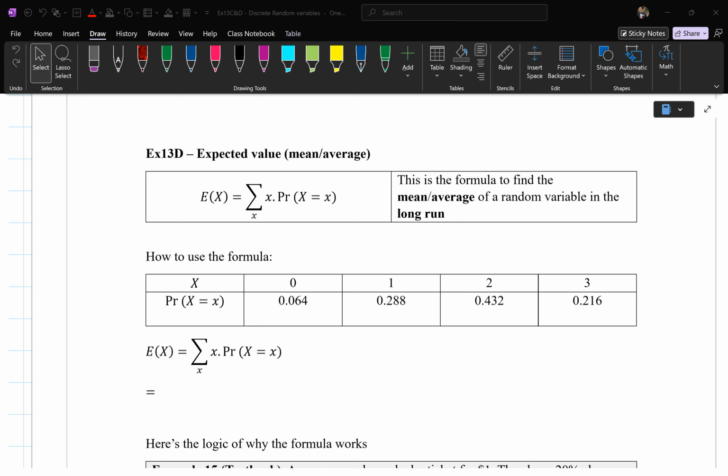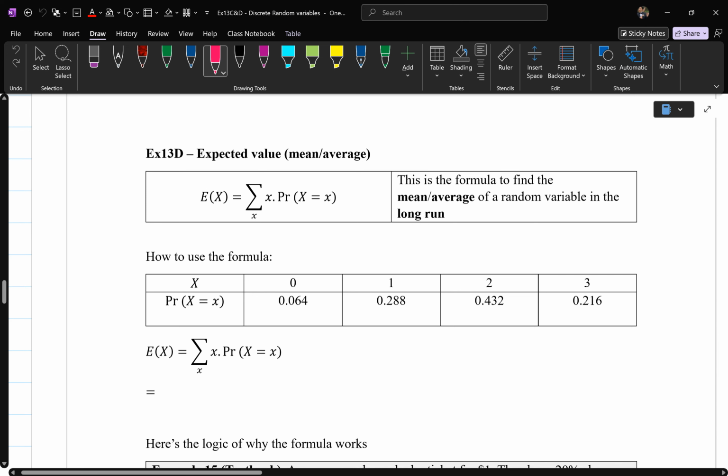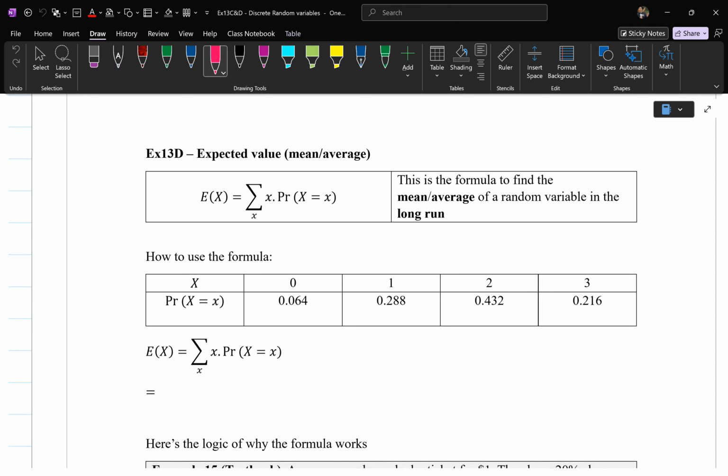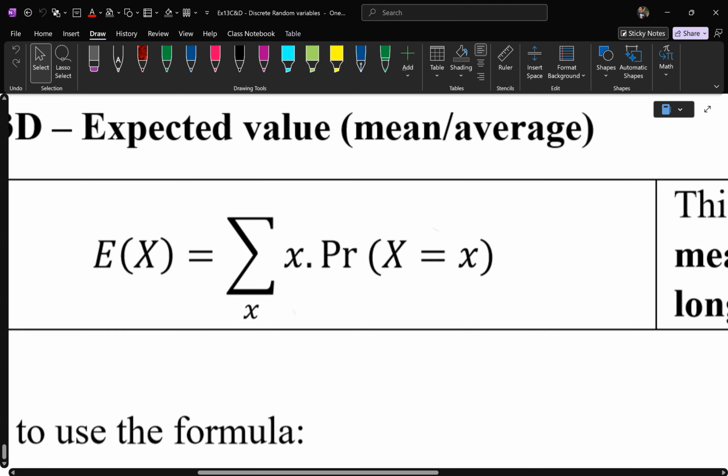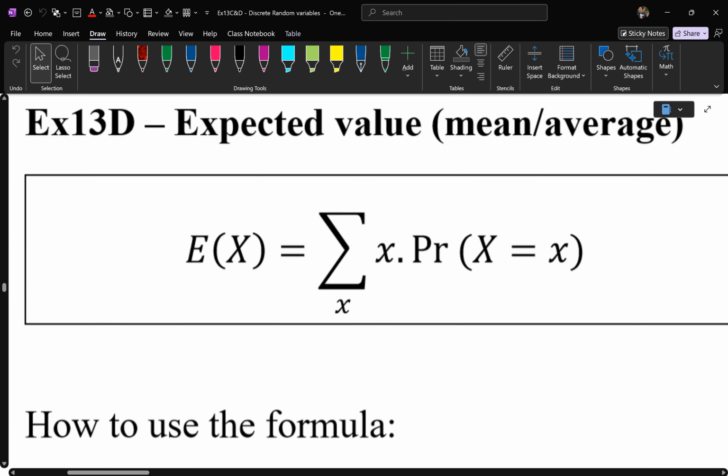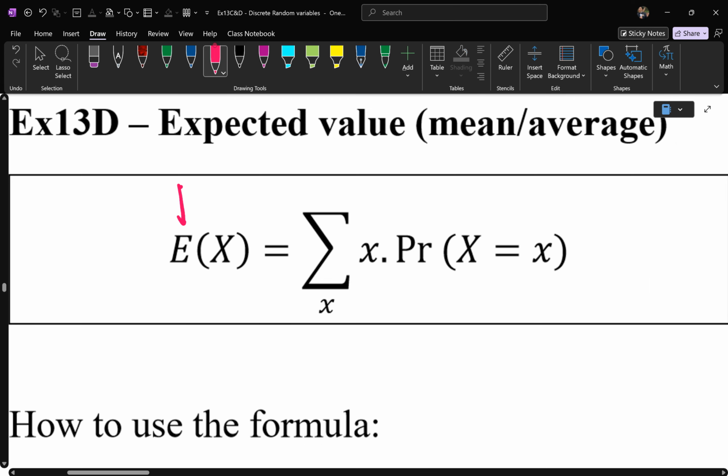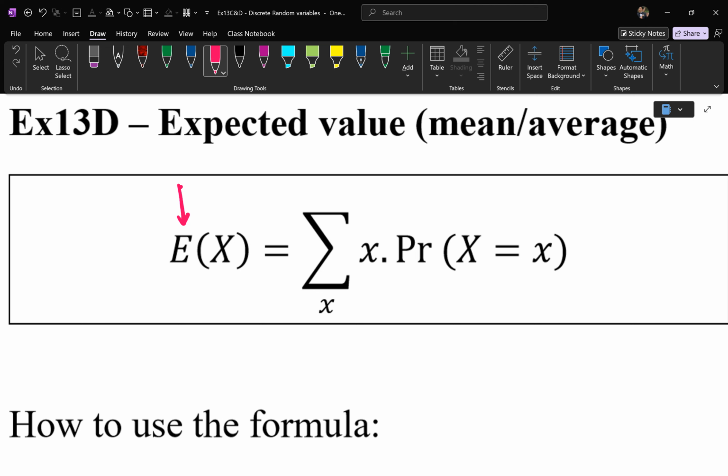Last exercise of chapter 13. It is expected value, variance, and standard deviation, some of which you may already understand, some of which you may not. So today's lesson is me describing what those terms mean. Expected value, which we use a capital E for, as you can see in the notation there. This capital E means expected value, and the expected value is essentially the mean or the average. It's just that it's what you expect in the long term.